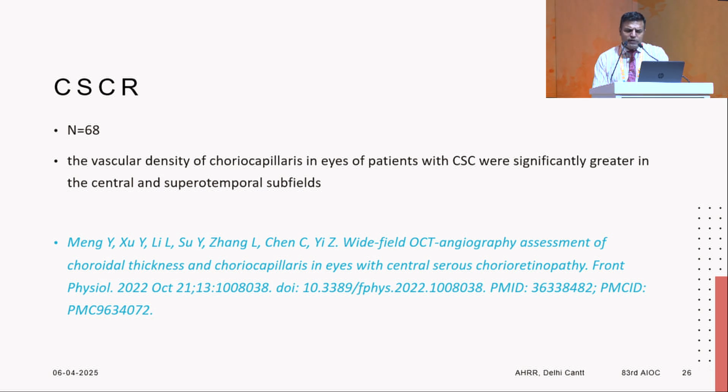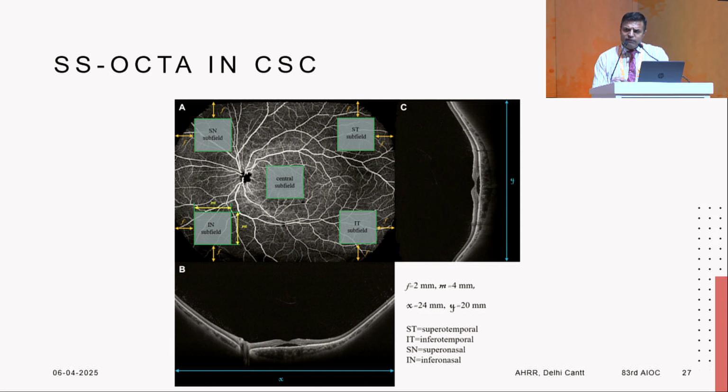There has also been research in the field of CSCR where choriocapillaris flow has been studied, and we have found that in the central subfield and in the nasal subfield, when you have flow void areas in choriocapillaris, they tend to have a longer duration and active CSCR compared to normal. What impact this research will have on the treatment of CSCR remains to be seen.